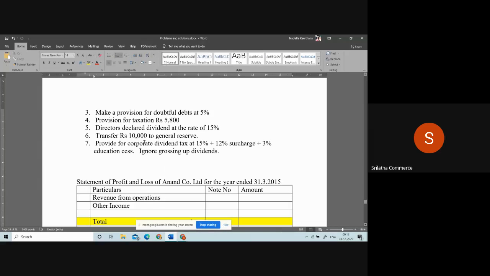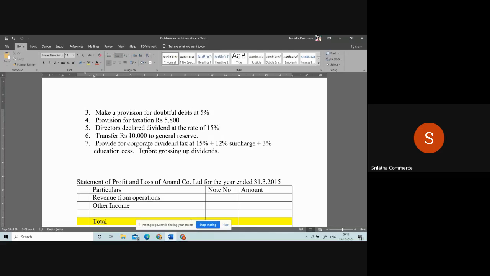This 10,000 transfer to general reserve, from where are you going to transfer? From the profits. Profit after tax is already shown under reserves and surplus. So from profit after tax, deduct this 10,000, and the next effect is that this 10,000 is added to your general reserve under reserves and surplus. So addition and deduction will be done under the heading reserves and surplus itself. From profit after tax we deduct, and to general reserve we add.